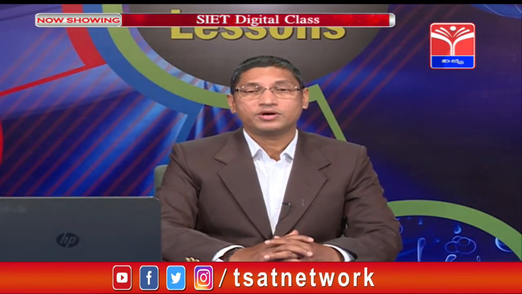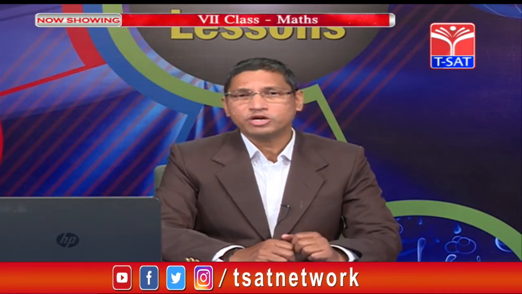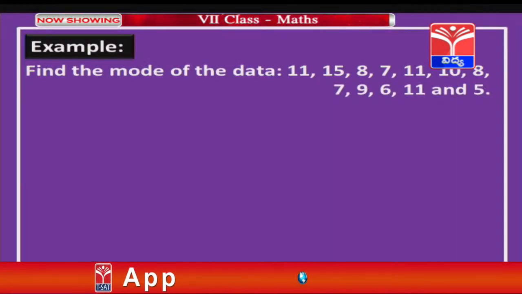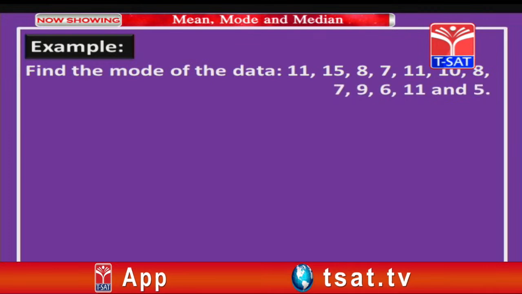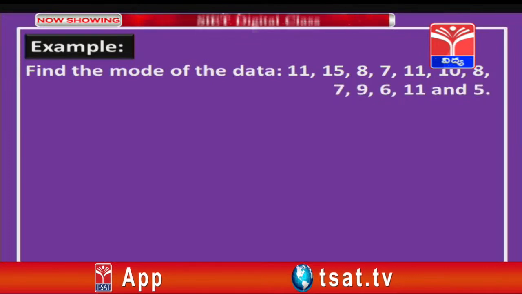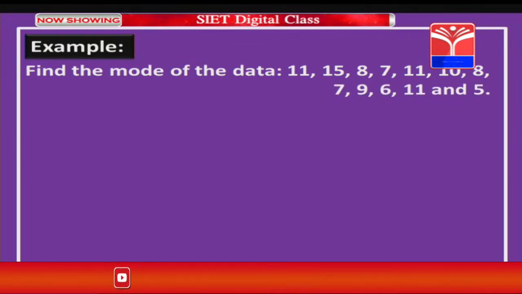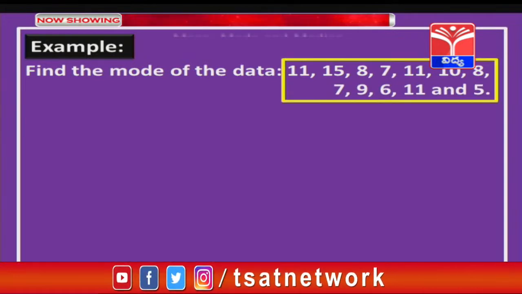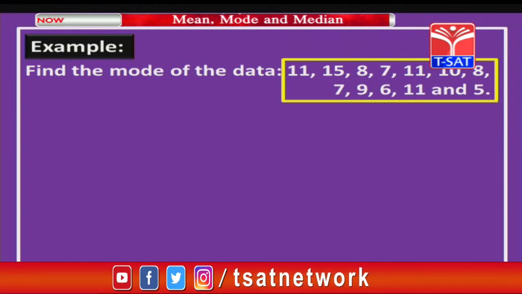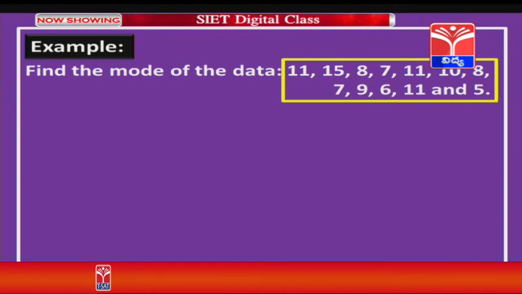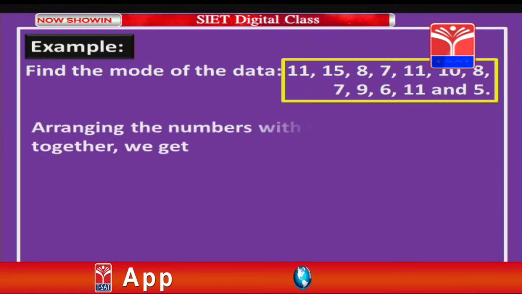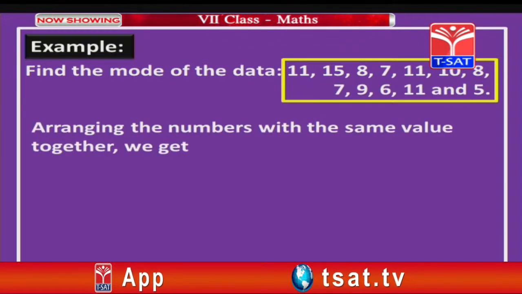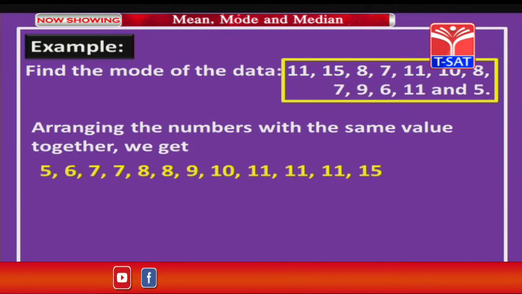So, children, let us take an example of mode to understand the concept much more clearly. Find the mode of the data 11, 15, 8, 7, 11, 10, 8, 7, 9, 6, 11 and 5. So, what is the data given, children? Yes, you can see it on the screen, that is the observations of the data. Now, they are not arranged in a proper way. Let us arrange all these numbers as shown, that is in ascending order.